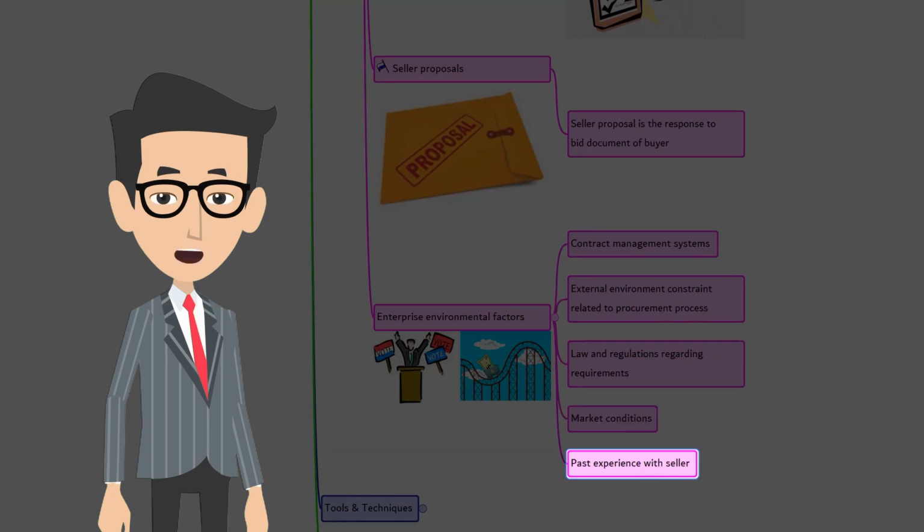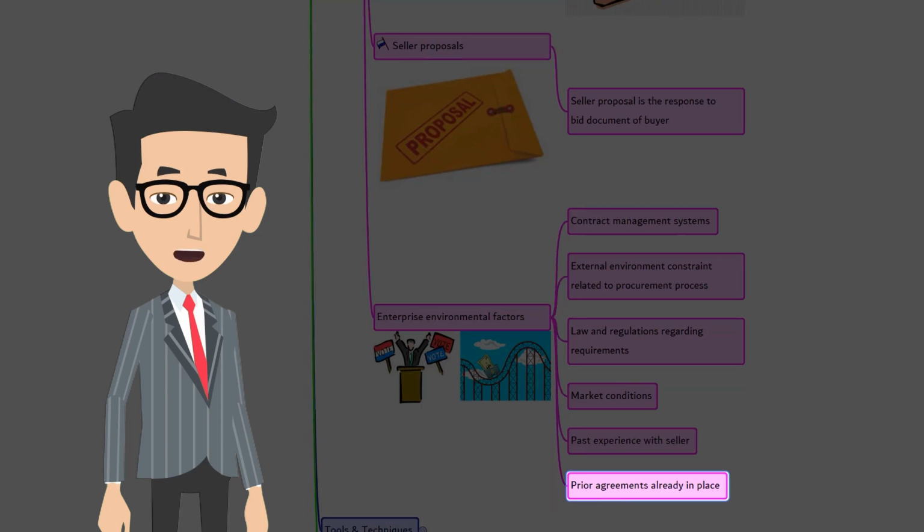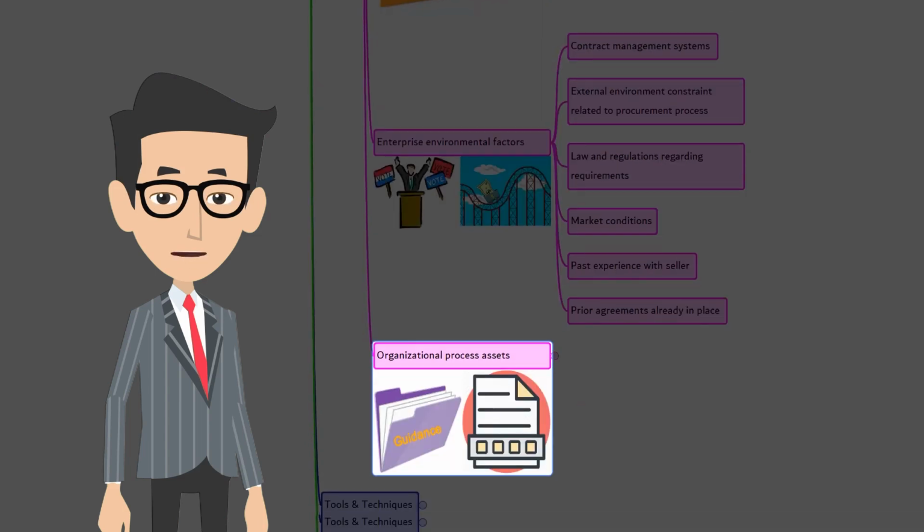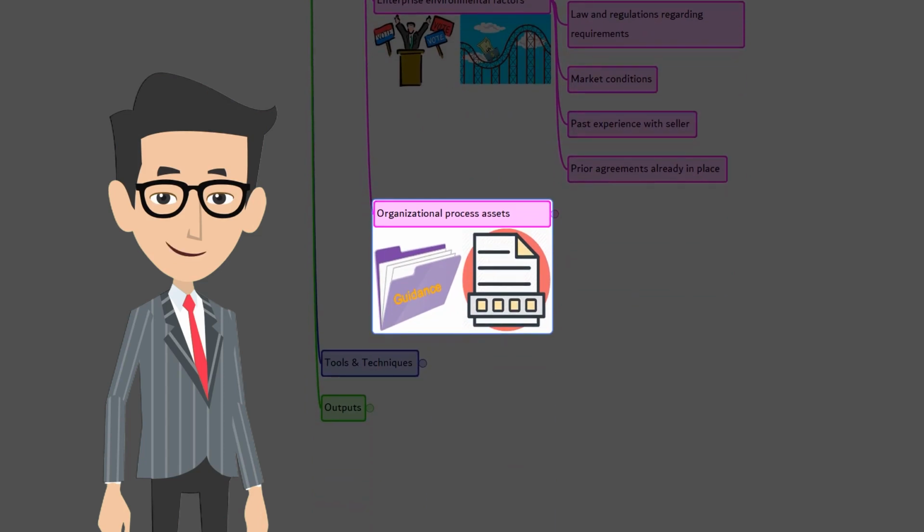Information on relevant past experience with sellers, both good and bad. Prior agreements already in place are some of the enterprise environmental factors to be considered as inputs. The sixth input is organizational process assets.